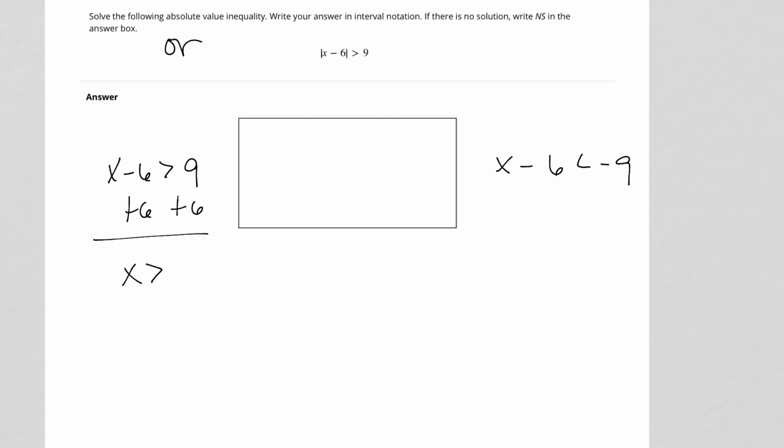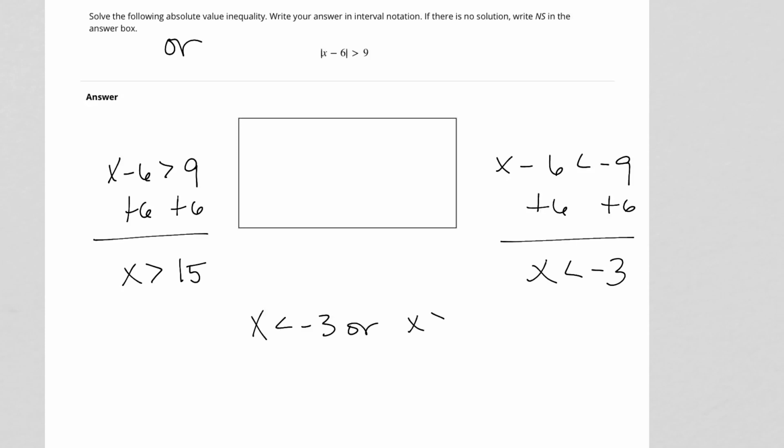x is greater than 15. Over here, I add 6 to both sides. x is less than negative 3. So x can be less than negative 3 or greater than 15. That means I'm going from negative infinity to negative 3. And those parentheses for both, union that with 15 to positive infinity.